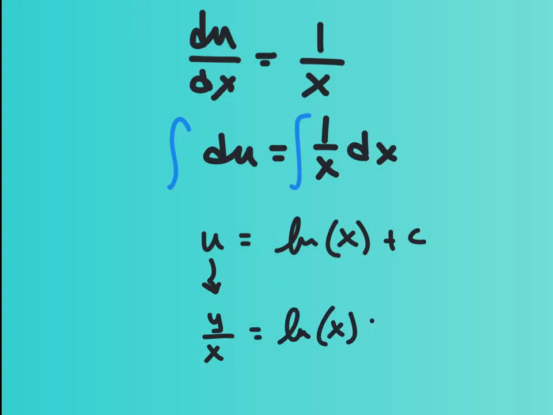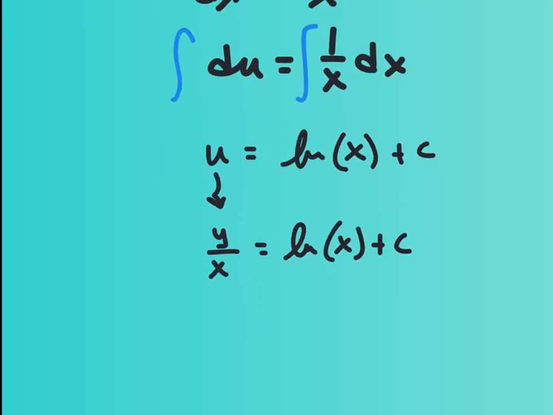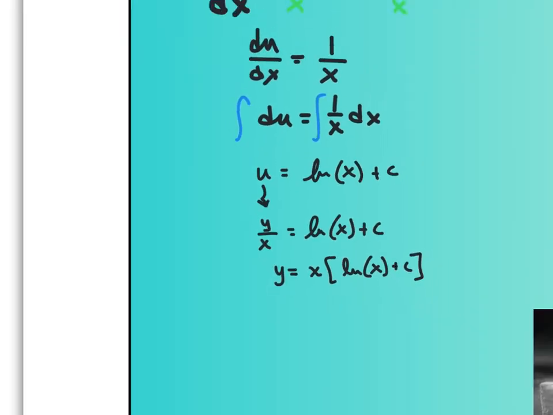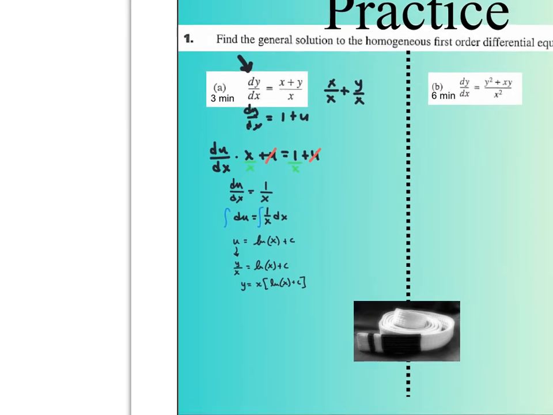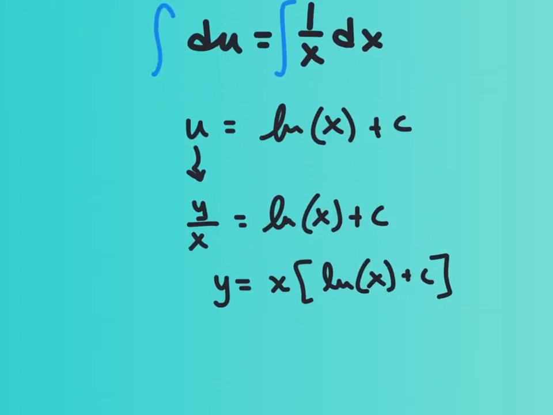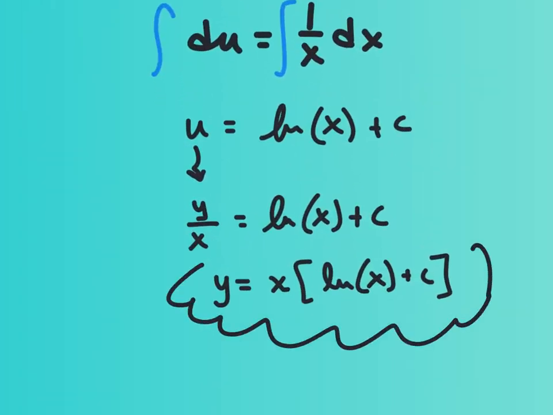Therefore, I'm almost done here. I would just have y equals x times natural log of x plus c. Now, I didn't have an initial condition, I don't believe. Nope. Therefore, I would be done right here. This would be my general solution to that differential equation.